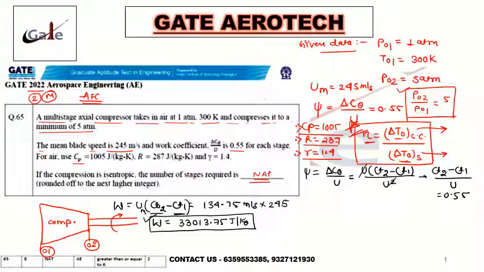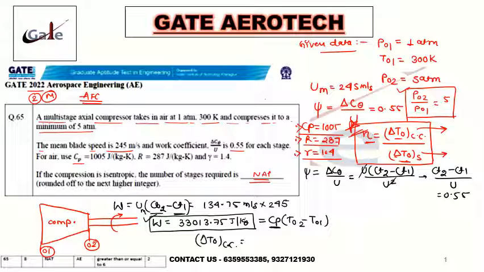Okay, now if you see this, work is also denoted by Cp times the change in temperature, which is T02 minus T01. So what we have to do is divide this work with the help of Cp. Then we will directly get the change in temperature across the complete compressor. Okay, I hope you understand.